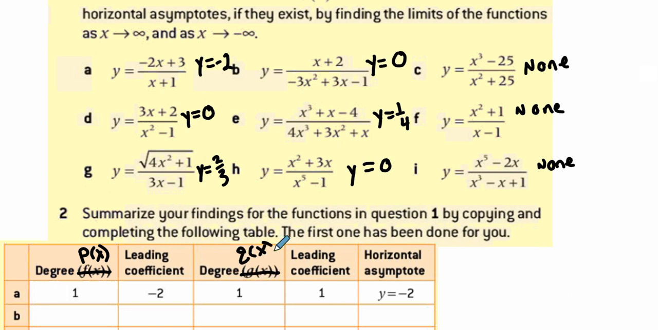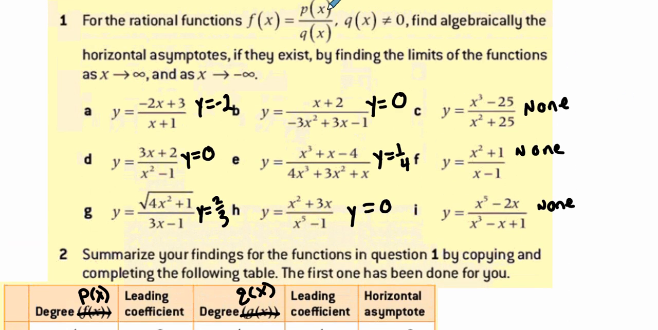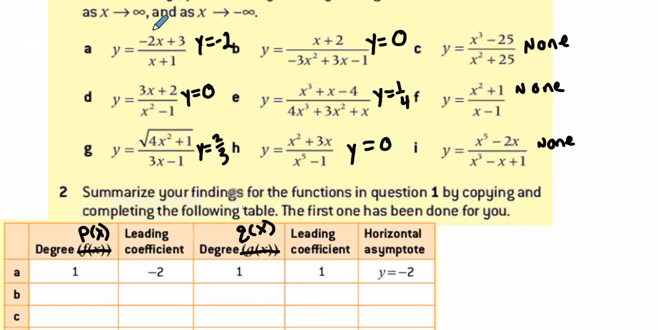So I want you guys to fill in this table based on the information here. So for instance, A is done. The degree of p of x is the top. As we said here, p of x is the top equation, q of x is the bottom equation. So I want the degree of the numerator, so that's 1. Its leading coefficient is negative 2. The degree of the denominator is 1. Its leading coefficient is 1. And we had a horizontal asymptote at negative 2. So take a moment and fill in all of that information for these 9, please.